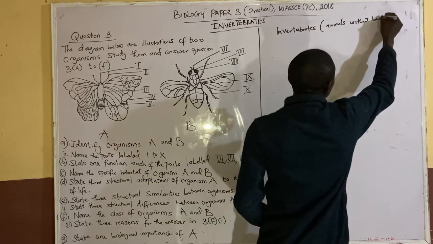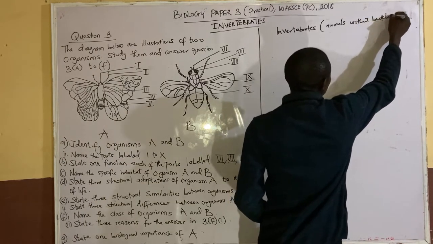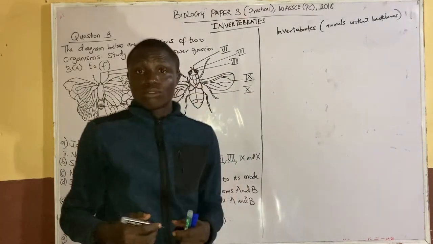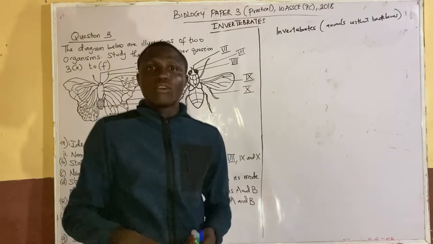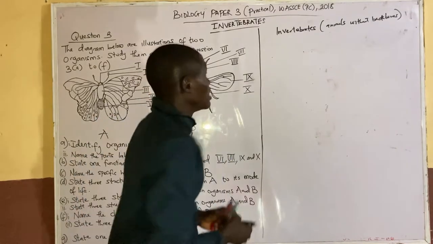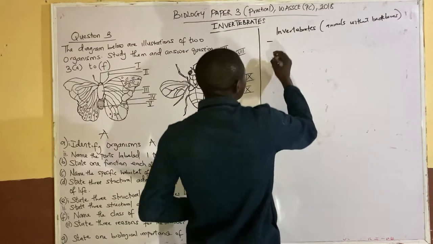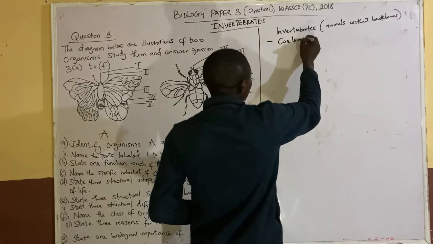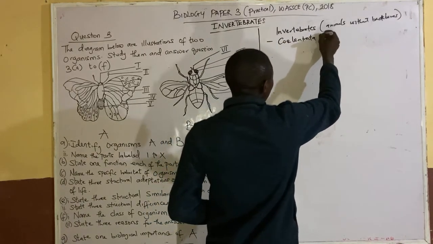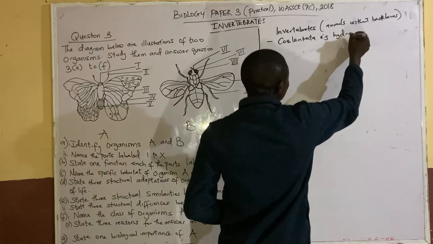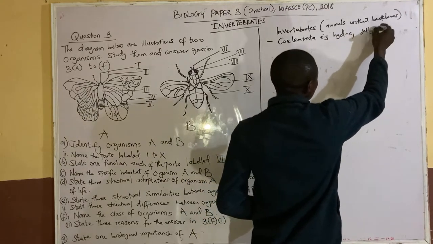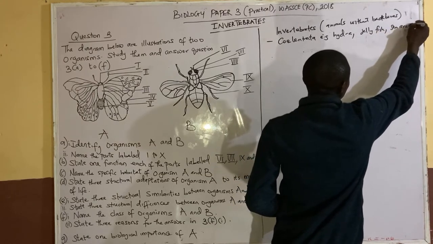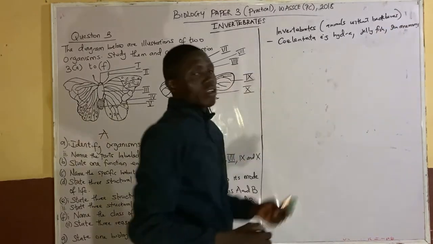Invertebrates are a group of animals without backbone, and they are grouped into several divisions. We have five to six groups of invertebrates. The first example of invertebrate that we have is Coelenterata. For example, we have the hydra, the jellyfish, and then we have the sea anemones. These are examples of Coelenterata.